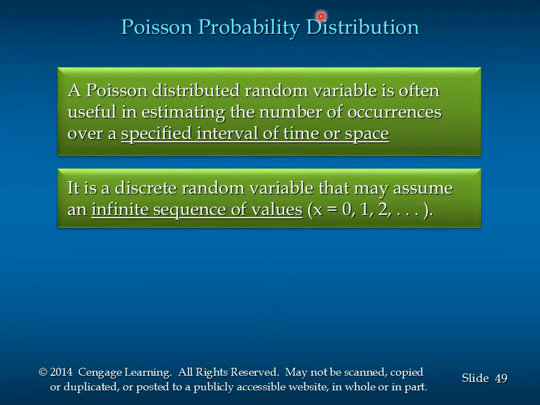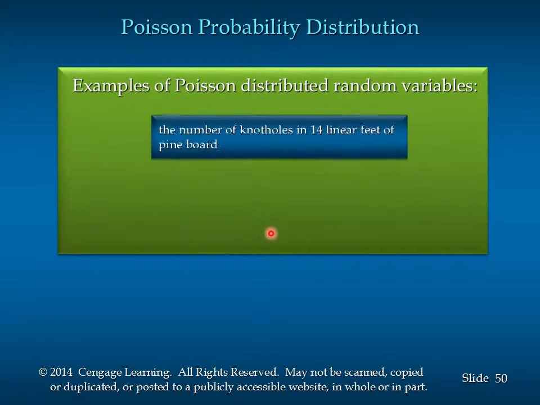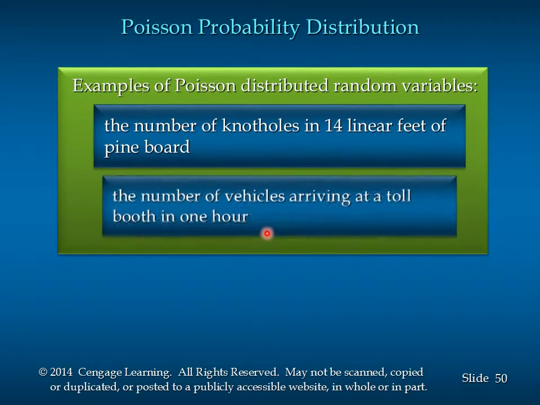Anyway, they're discrete random variables, and they can be an infinite number. So 0, 1, 2. Discrete. So let's go through an example here.